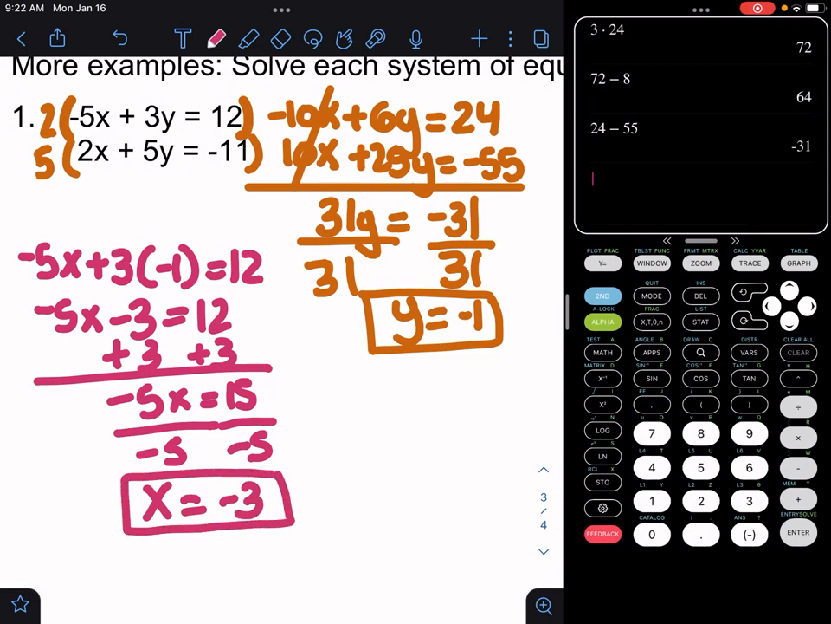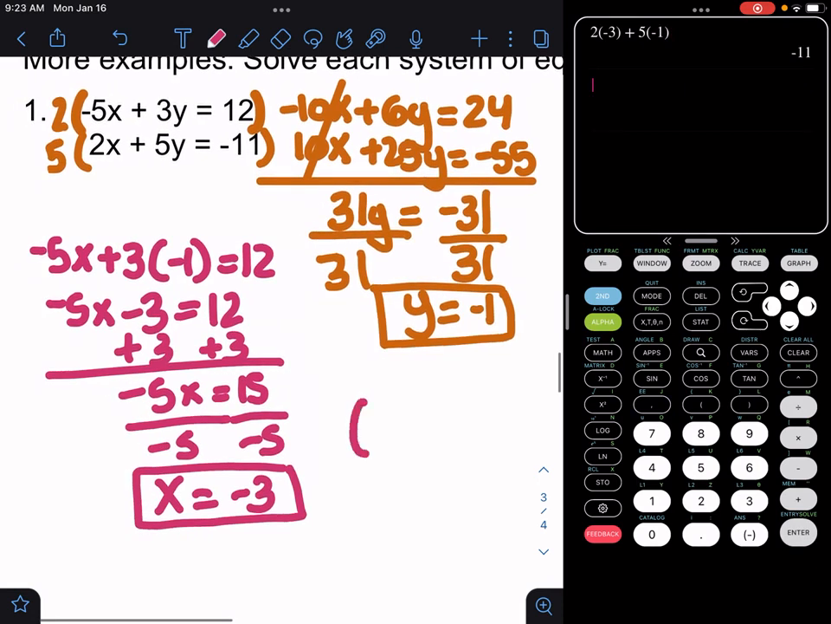Let's use the second equation to make sure this is right. 2x is negative 3 plus 5y, y is negative 1, and let's hope that equals negative 11, which it does. So x is negative 3 and y is negative 1. Nice job.